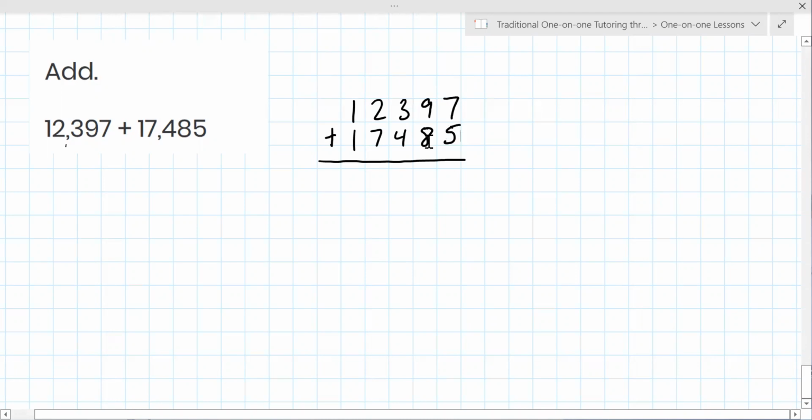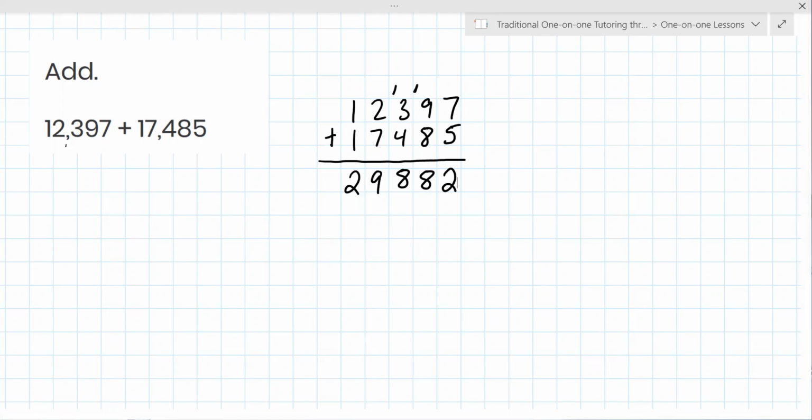Okay, so 7 plus 5 is 12, 2 with a carry of 1. And then you add 1 plus 9 plus 8. That's 18 with a carry of 1 again. 1 plus 3 plus 4 is 8. No carry this time. 2 plus 7 is 9, and 1 plus 1 is 2. Okay, so any questions on this one before I give you one to try?